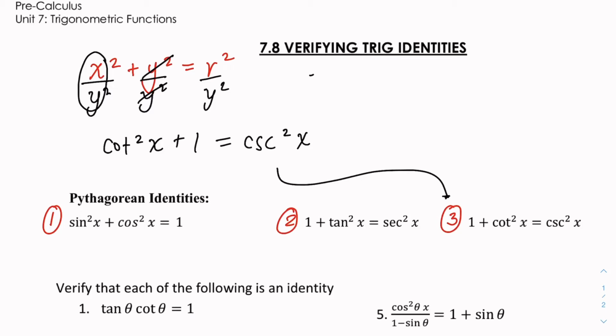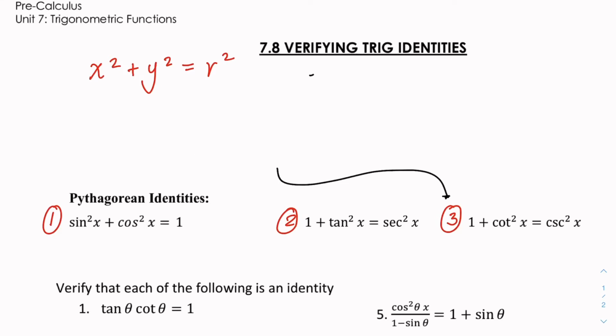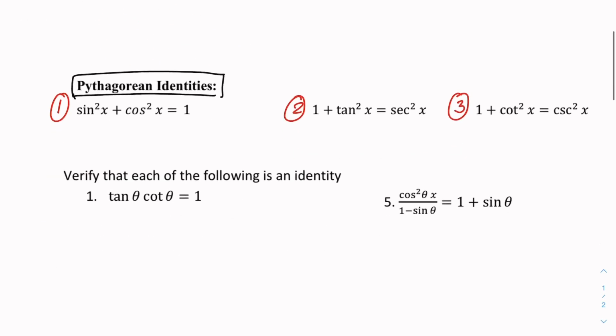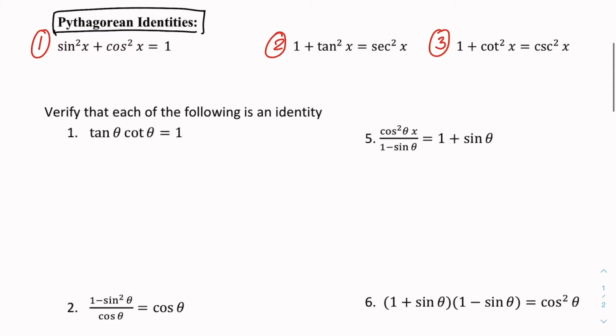So you can see that all of these identities come from the Pythagorean theorem. They're all related to the way that the sides of our right triangles work, and hence they're called our Pythagorean identities. So keep them numbered 1 through 3, and let's see if we can verify some of these problems. The only thing that sets today's lesson apart from yesterday's is now we have an equal sign.